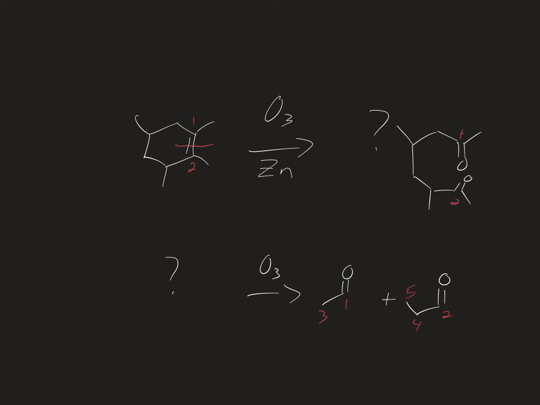This one you're putting back together, so 1 needs a bond to 2. And because they're aldehydes, it's an alkene starting material. So we can call this 1, 2. And 1 is bonded to 3, and 2 is bonded to 4 and 5. So it's kind of putting it back together there.